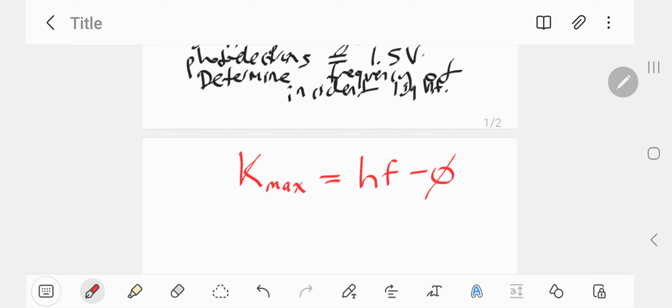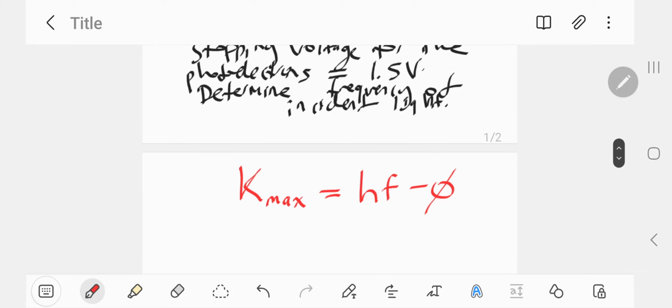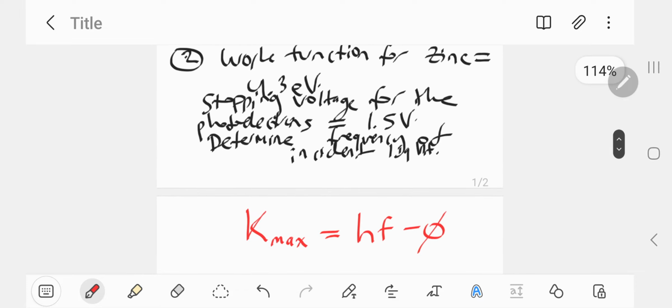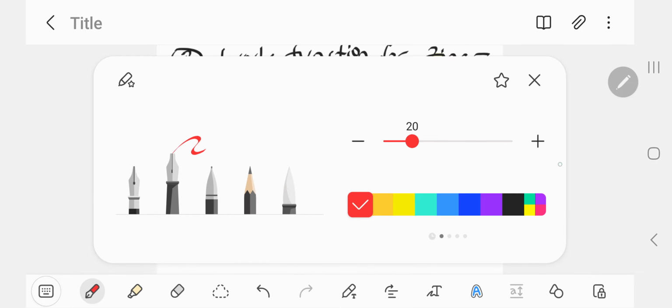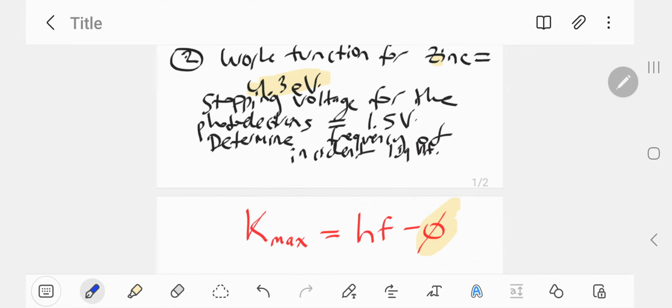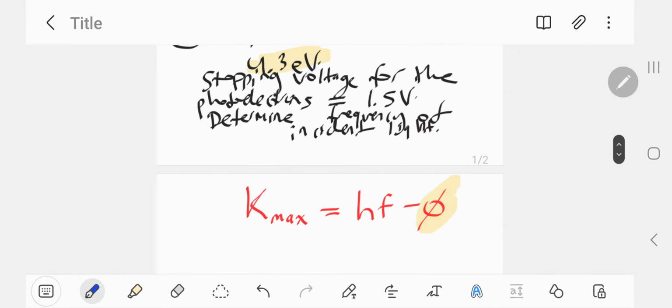for the photoelectric effect. So the maximum kinetic energy is equal to hf, the energy of each photon, minus the work function phi. Now, this isn't the end of the story, but we know what the work function phi is. It's in the question for zinc. But we're given the stopping voltage. We don't know what the frequency is. We know what Planck's constant is, but we also don't know the maximum kinetic energy.